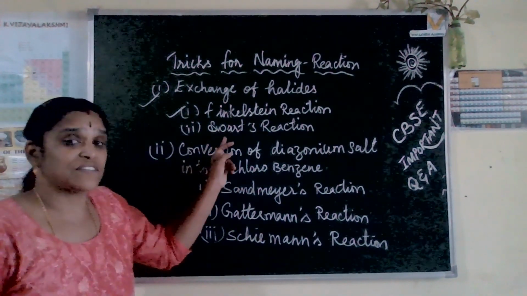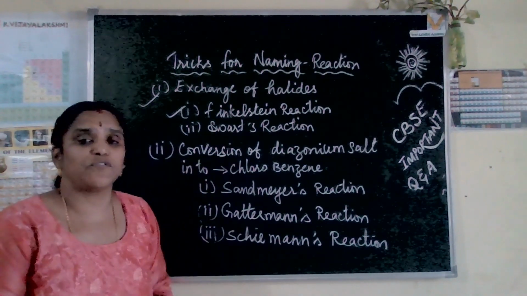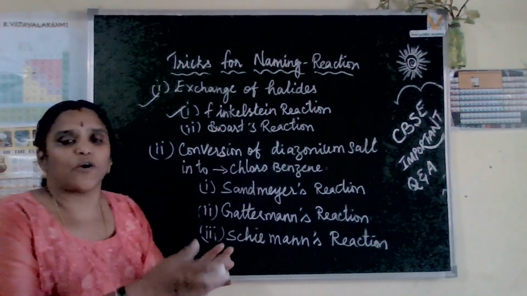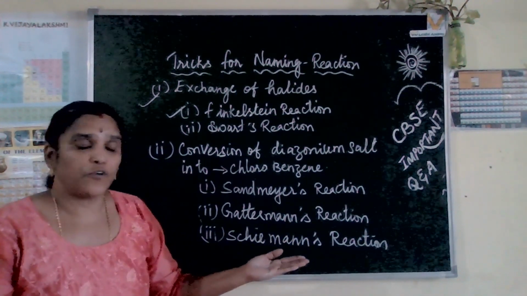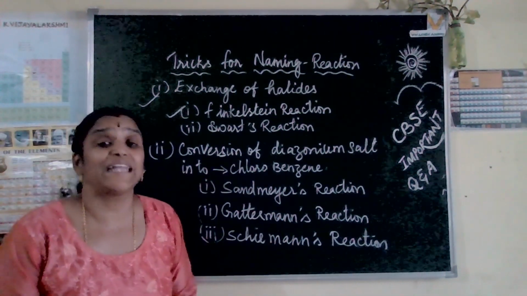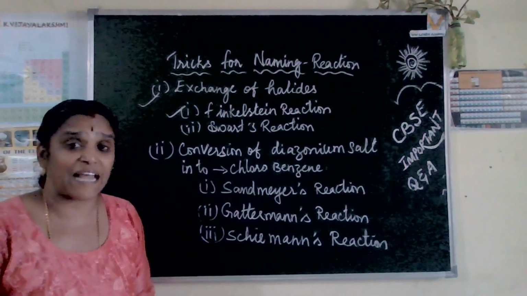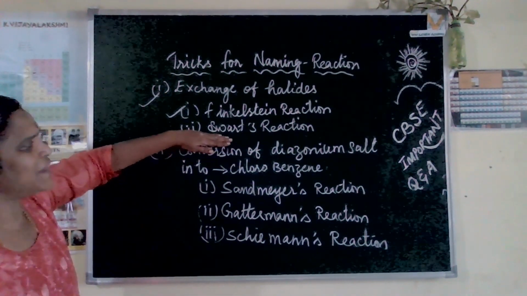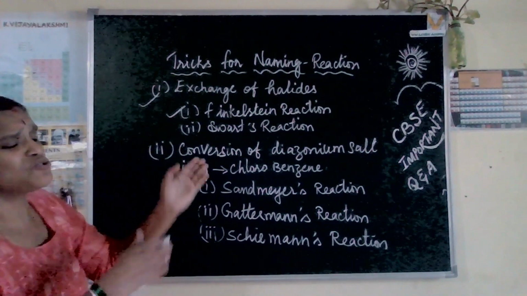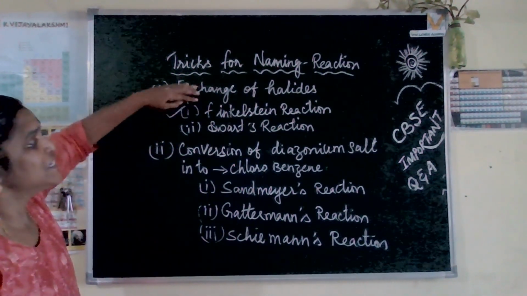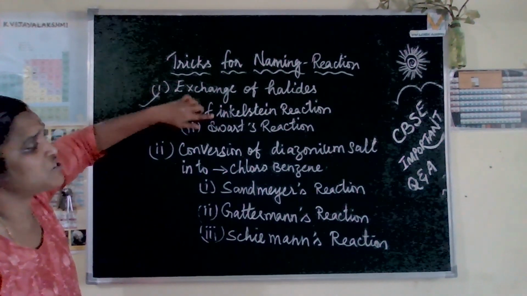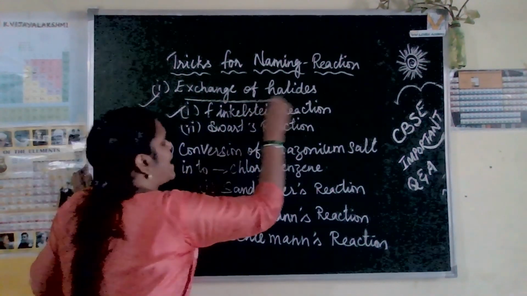Swarts reaction, what is that Swarts reaction? Exchange of halogens, where a chloro compound is converted into a fluoro compound in the presence of metallic fluoride. I just mentioned that metallic fluoride. So this is one. Exchange of halides, so in that way you can remember. Swarts reaction and Finkelstein's reaction come under exchange of halides.